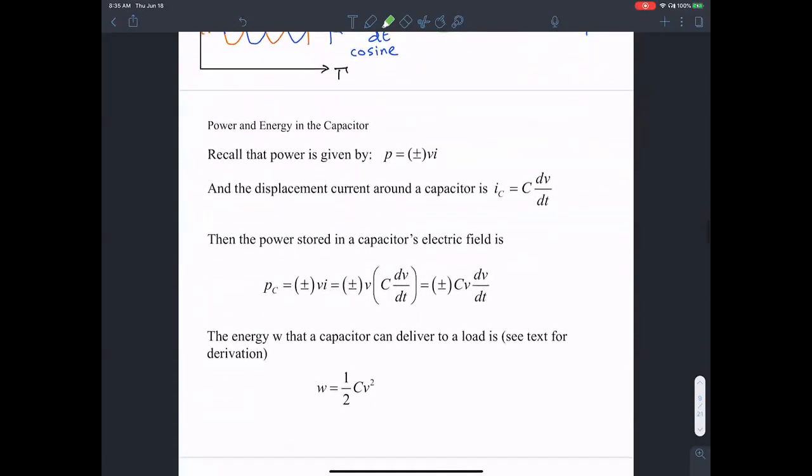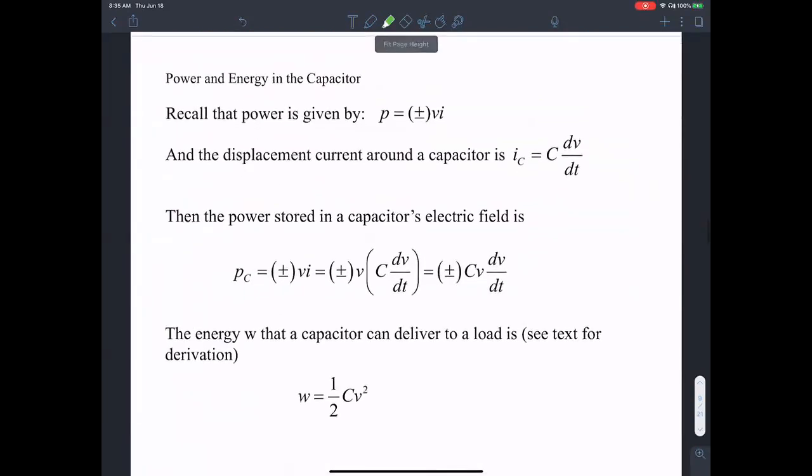Now we can define the power. The power stored in a capacitance's electric field is C dV by dt, which is I, times V. The very familiar definition of power is VI. In place of V, I leave it as V. In place of I, I replace it with C dV by dt.